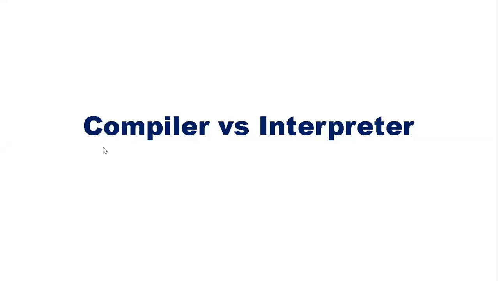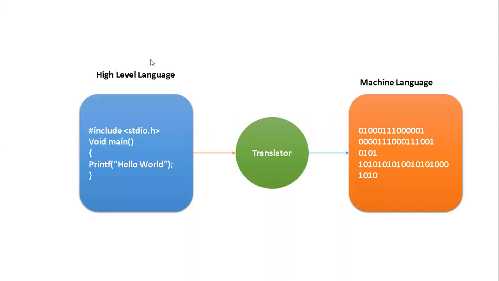In this video, let us see what is a compiler and an interpreter. In order for a program that is written in a high-level language to be executed on the system, first we have to translate it into machine code, because our system understands only the machine language. So we cannot directly execute a program on our system. First we have to translate it into machine language, and this machine code will be executed on the system.